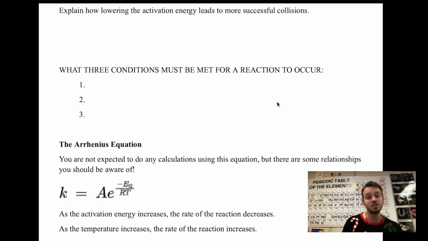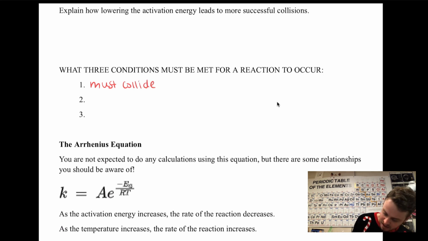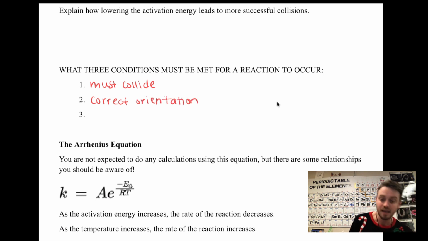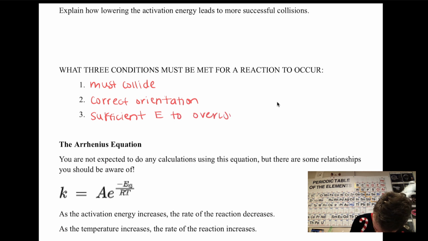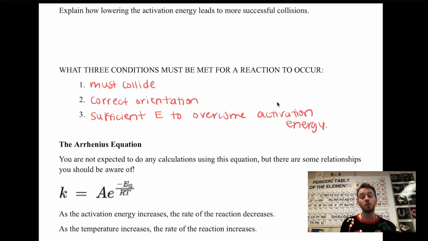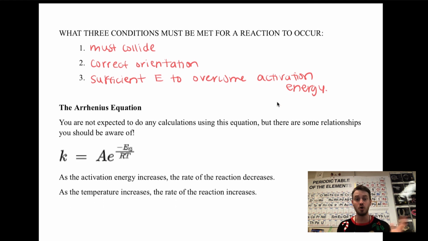Just as a reminder, the three conditions that need to be met for a reaction to occur are: they have to collide, they must have the correct orientation, and they have to have sufficient energy to overcome the activation energy. We will look at several reactions and talk about that as we progress through this unit.